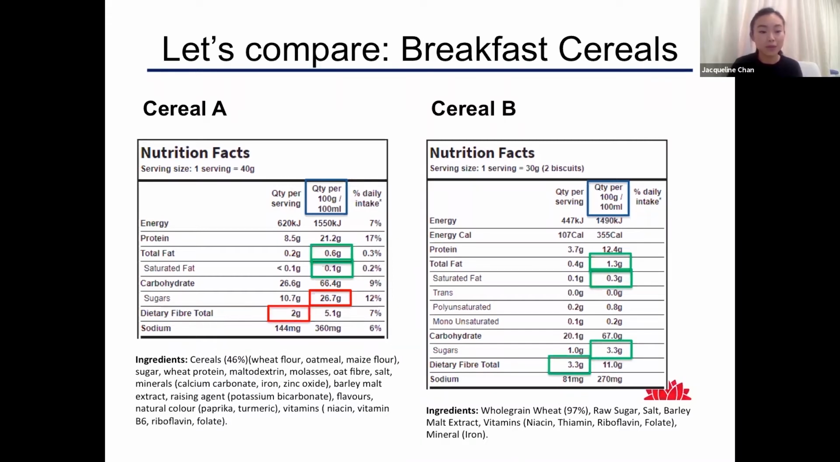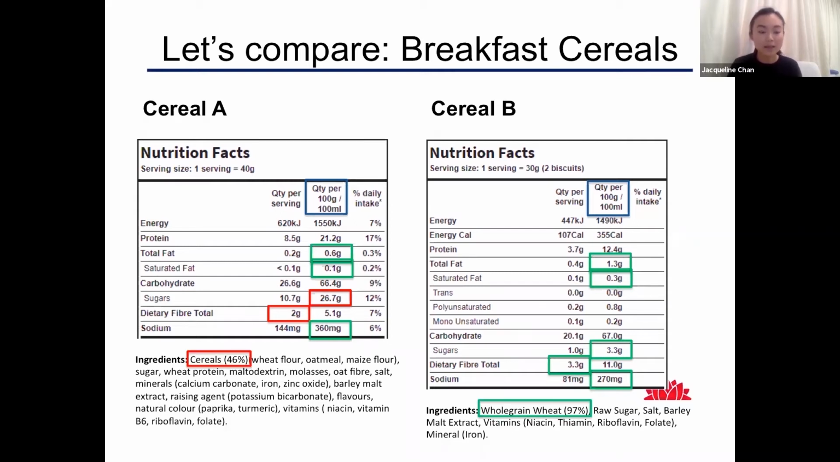Step 3 is to look at fiber, and we're looking for more than 3 grams per serve. On the left, cereal A only has 2 grams per serve, but cereal B has 3.3 grams. Step 4 is to check sodium. Both of these cereals have less than 400 milligrams per 100 grams, which is acceptable.